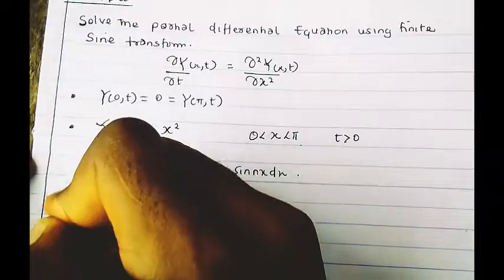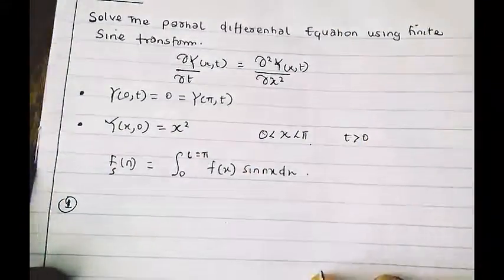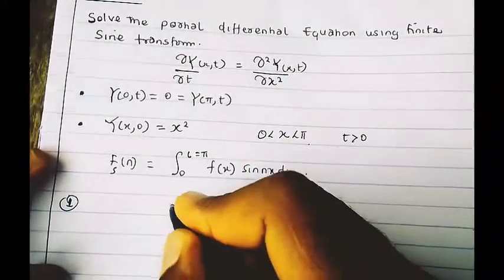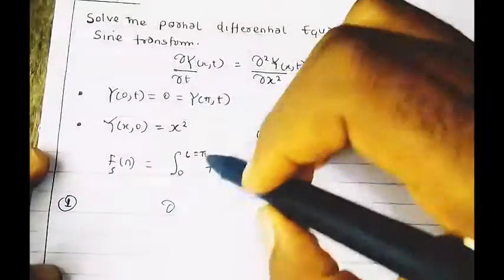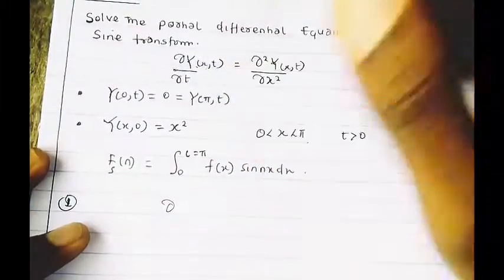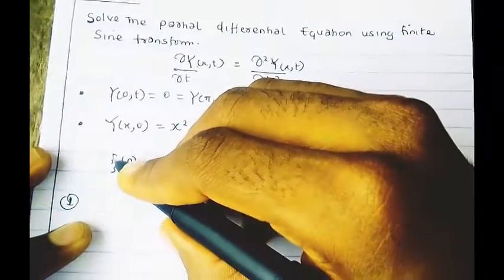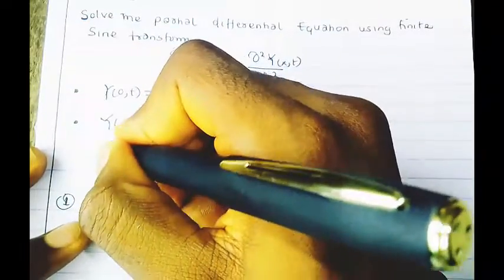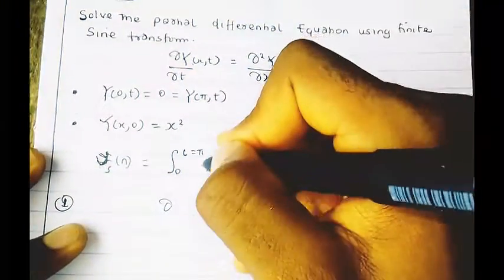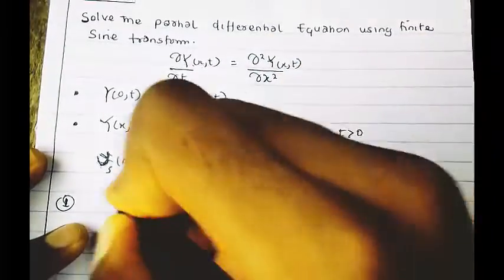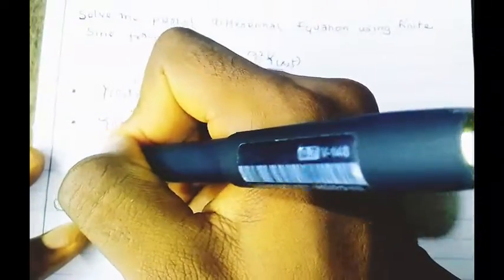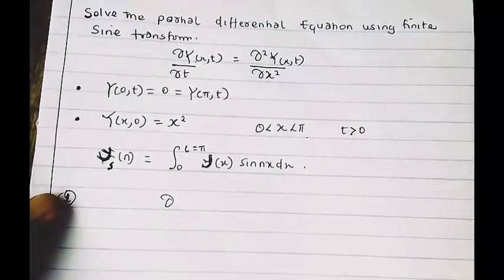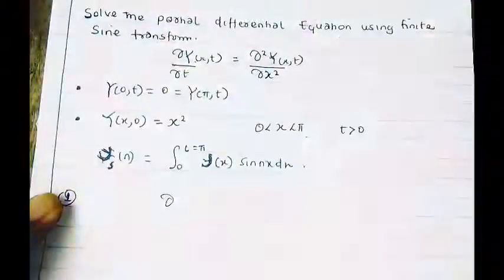Now the first step on how to solve this equation is to multiply through by the sine transform itself. Since our dependent variable is y, our sine transform will have the letter y instead of f. So we just change it to y instead of f. This is the finite sine transform of f of n, where y is the dependent variable.